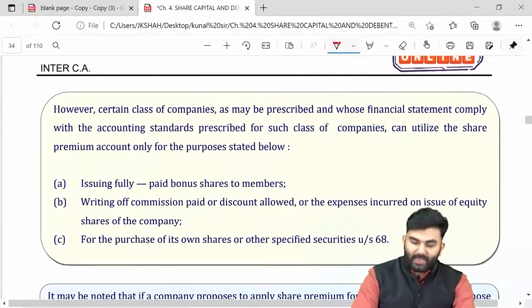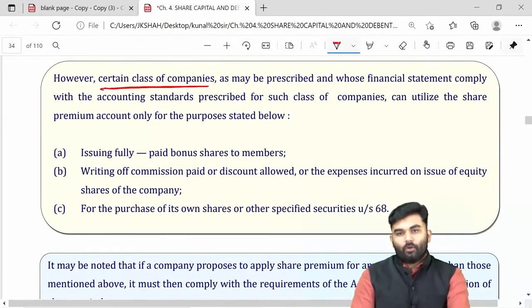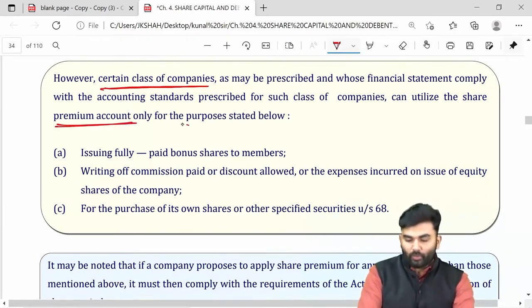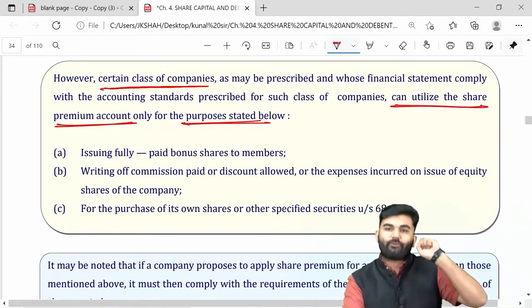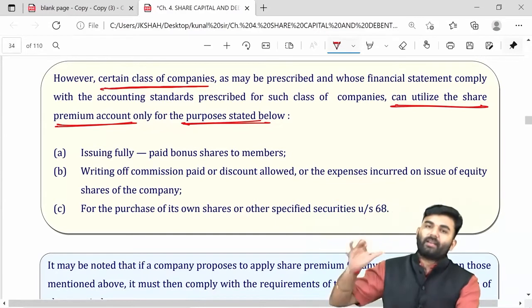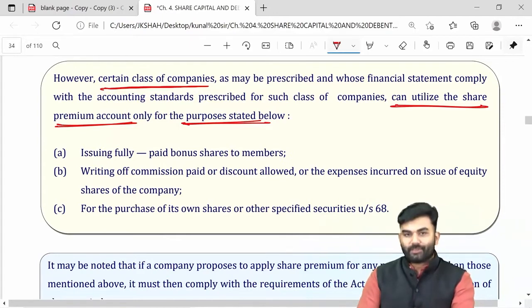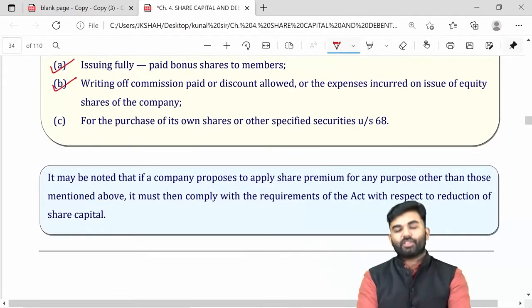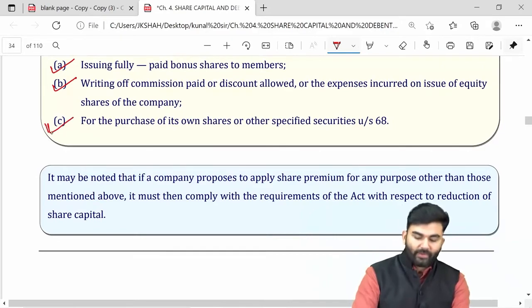However, there are few classes of companies who can utilize securities premium account, but only and only for the following three purposes. So normal companies have got 5 places wherein securities premium account can be utilized. But certain classes of companies can utilize securities premium account only for 3 places. That is either for issuing fully paid bonus shares, or else for writing off the commissions paid or discounts allowed or expenses incurred while issuing equity shares of the company, or at the time of buyback.